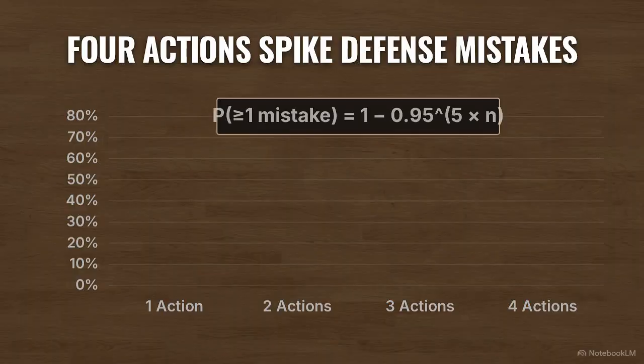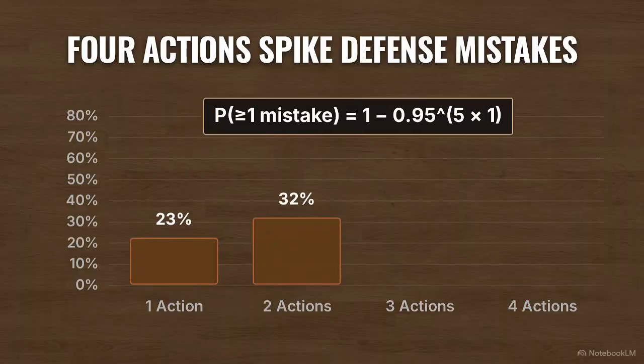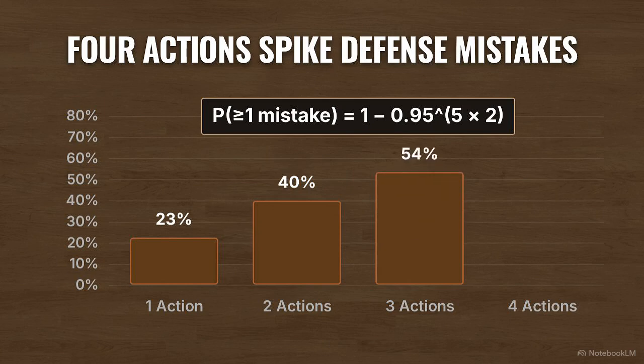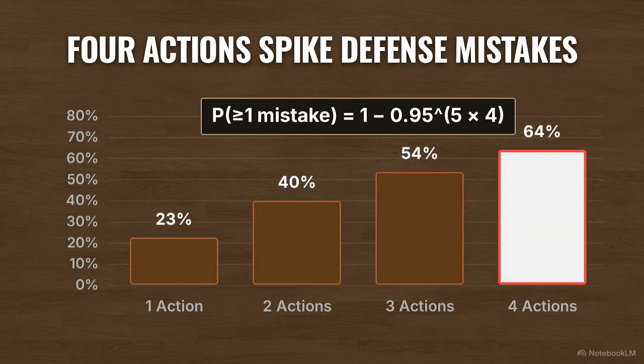The math of these error trials compounds quickly. By the time an offense runs 4 consecutive actions, the probability of a defensive mistake spikes to 64.2%. Off-ball movement functions as a calculated probability weapon designed to guarantee defensive failure.